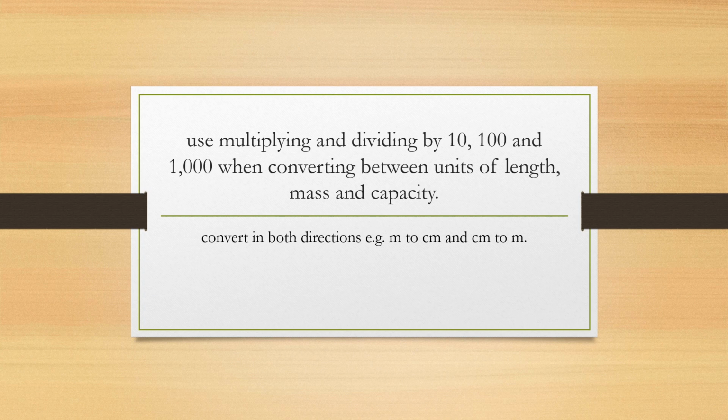So again, we're still looking at measurement, and by the end of the lesson, you should be able to use multiplying and dividing by 10, 100 and 1,000 when converting between units of length, mass and capacity. So think of length as your centimetres, millimetres, metres. Think of mass as your grams and kilograms, and capacity as your litres and millilitres. And you will need to be able to convert in both directions, so from metres to centimetres, centimetres to metres, vice versa for all of them. It's just what we've been doing last week, but we're just putting them all together this time.